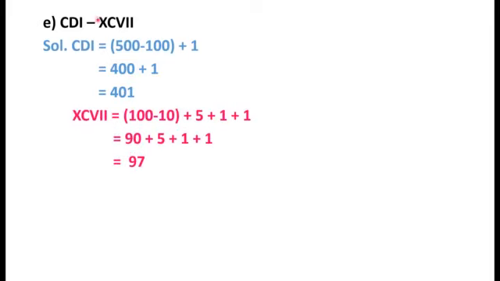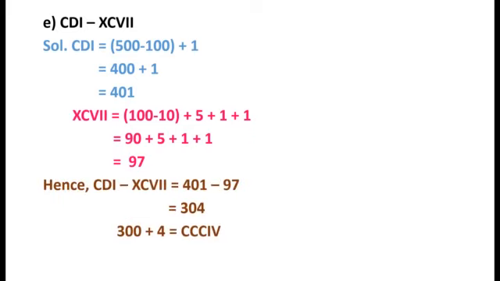Next, for XCVII, we have the Hindu Arabic number as XC. Okay, XC means 100 minus 10, then VII, that is 5 plus 1 plus 1. Okay, so 100 minus 10 is 90, plus 5 plus 1 plus 1, and when we add all this we will get 97. All right, now we have to subtract both of these numbers. Okay, CDI minus XCVII, both the values we will subtract, that is 401 minus 97, we will get 304.